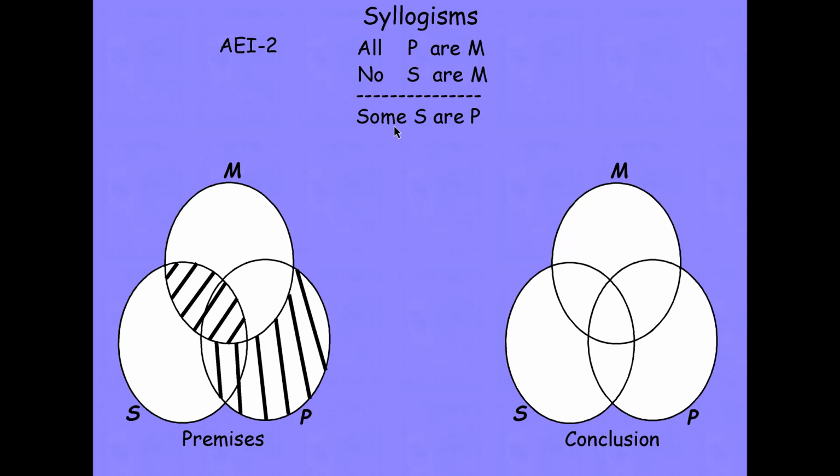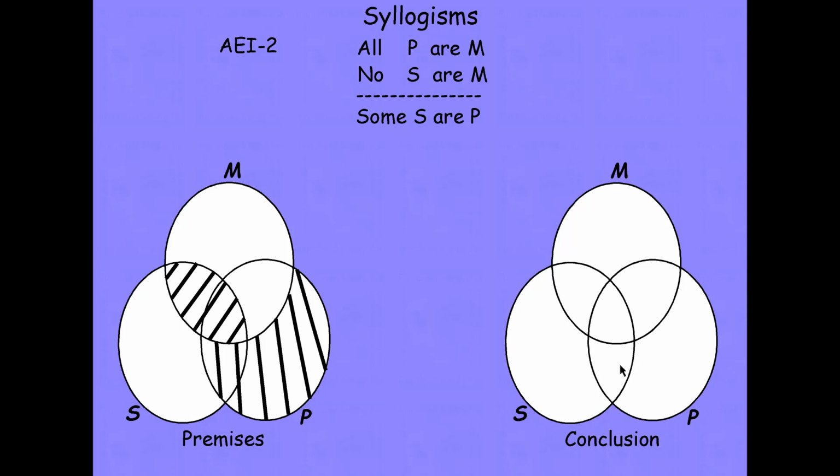Now I go and I look at my conclusion. Some S is P. Again, "some" is the particular. There's at least one thing. It is an S and it is a P. So there's at least one thing. It's inside the S circle and it's inside the P circle. So it's got to be in this area here, this intersection where the circles overlap, so that anything in there is both an S and a P.